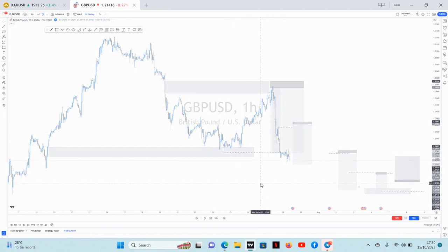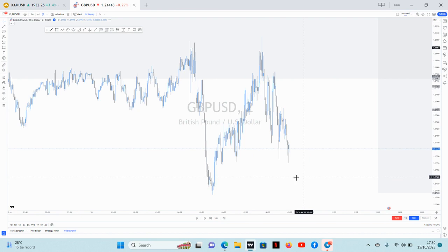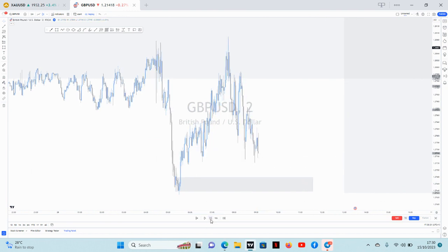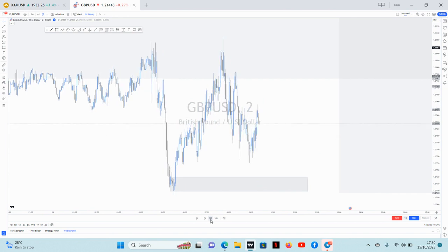So if we get an entry, market structure shifts. Here you go. Valid market structure shift. We have other block here with liquidities here. Let's see if we get tapped in. You can choose everything here actually, if you don't want to mix it. If we get tapped in, then you could call the trade. If you don't, then just skip it.